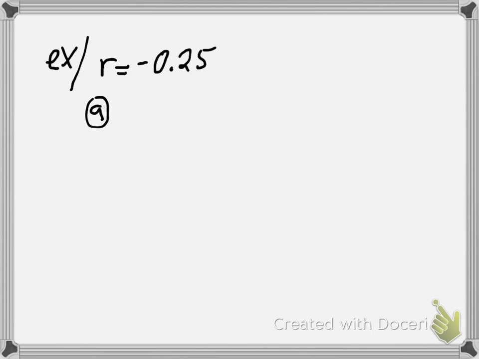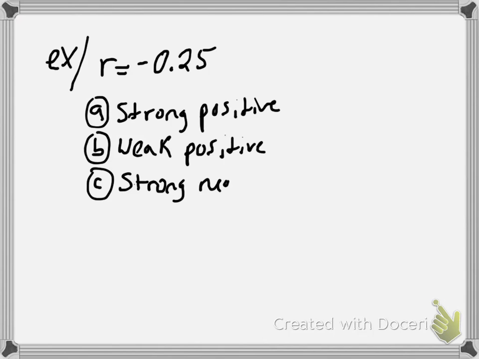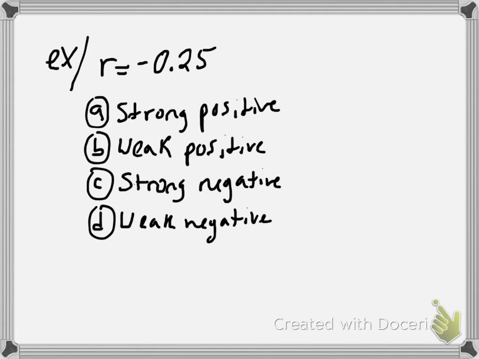Alright, so one of our examples is that you're going to have questions where they say, for example, you have an R value of negative 0.25. And we want to figure out: is that a strong positive? Is that a weak positive? Is that a strong negative? Or is that a weak negative? Okay.